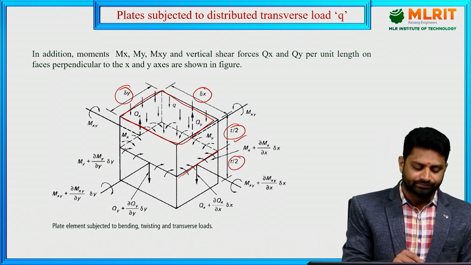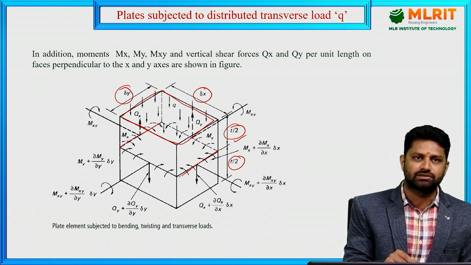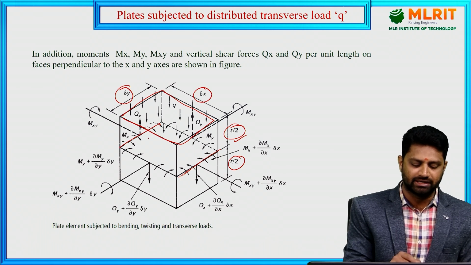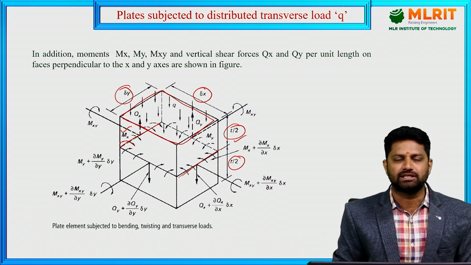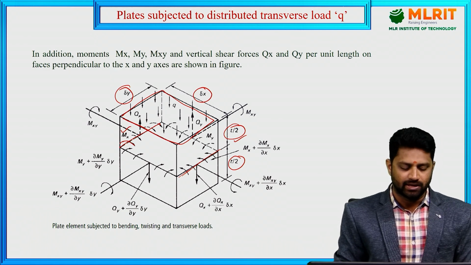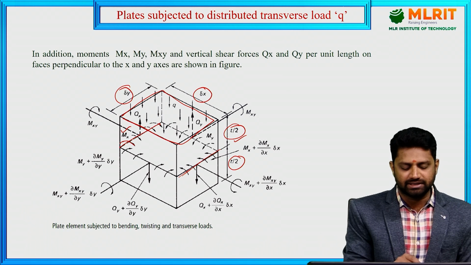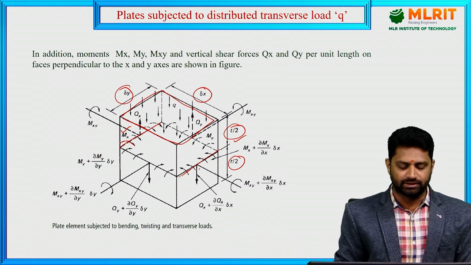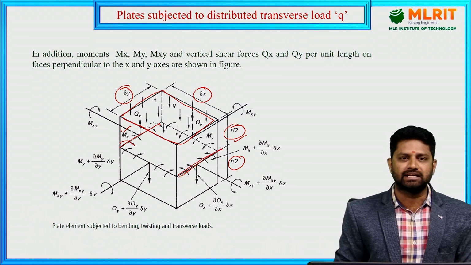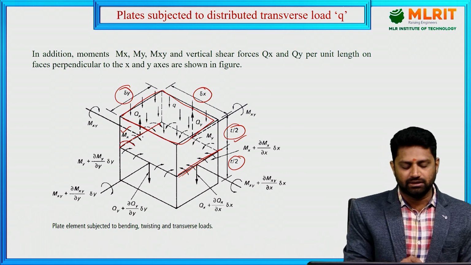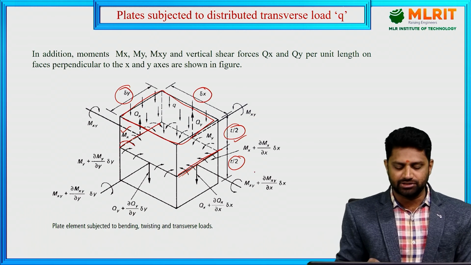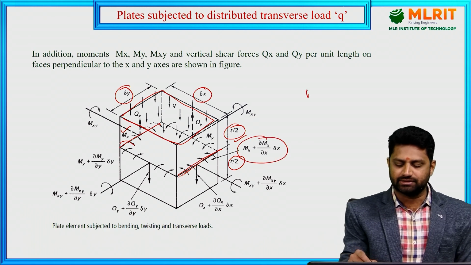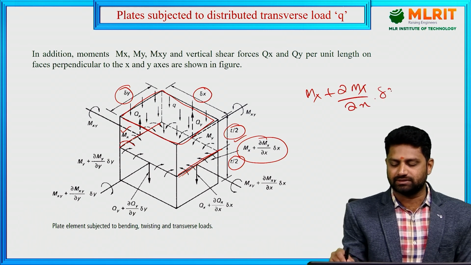Now at the center of the plate, on this dotted edge which is shown here, inside edge, let us assume a moment of mx. So mx is nothing but the bending moment applied in the x plane. And on the same edge opposite to it, there is an incremental length, that means whenever the load moves along this x-axis there is an incremental moment, and let us assume that incremental moment as mx plus dou mx by dou x into delta x.